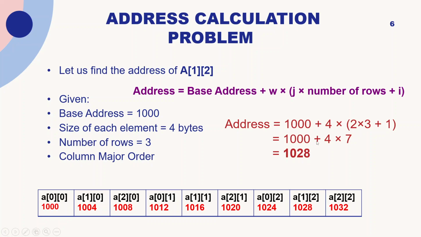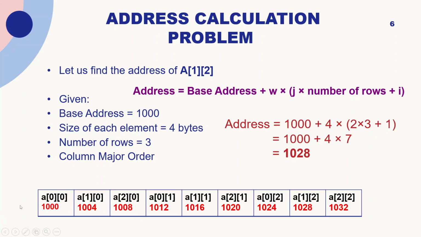1000 plus, now calculate this: 2 into 3 plus 1 gives 7, 4 into 7 we get 28. Now adding 28 to 1000 we get 1028. So the address of A[1][2] is 1028. You can also verify this from the memory diagram below.